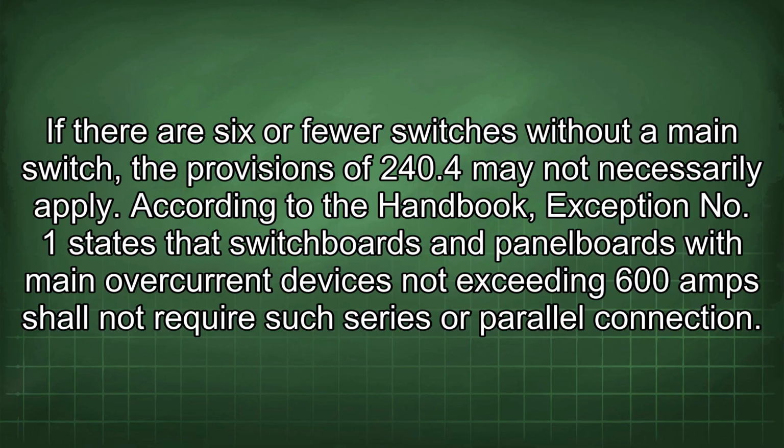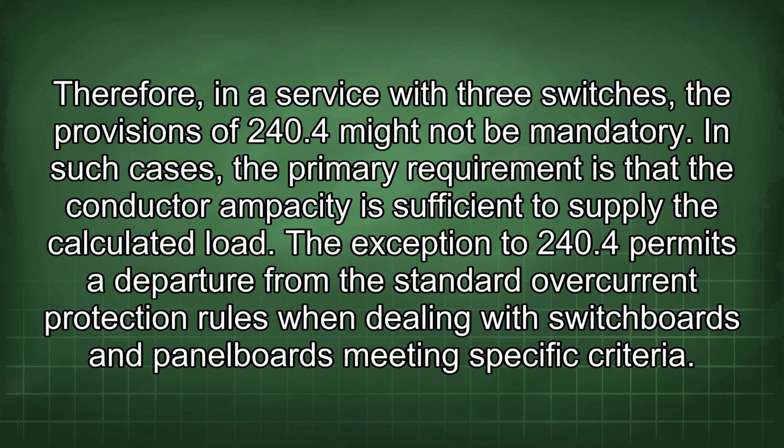According to the handbook, Exception Note 1 states that switchboards and panelboards with main overcurrent devices not exceeding 600 amps shall not require such series or parallel connection. Therefore, in a service with 3 switches, the provisions of 240.4 might not be mandatory. In such cases, the primary requirement is that the conductor ampacity is sufficient to supply the calculated load.